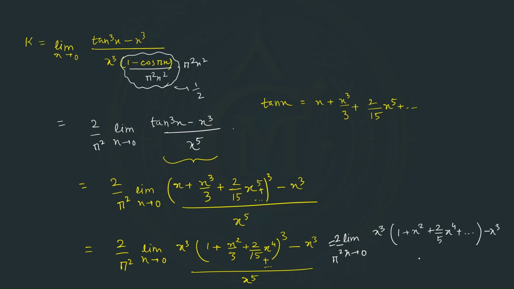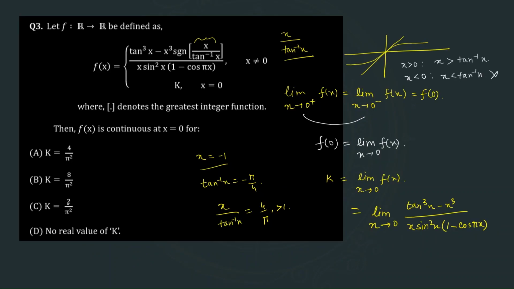minus x cube divided by x to the power 5. Now we can see that this term and this term, the x cube term, cancel with each other, and this x to the power 5 will give us the value 1, and all these remaining terms will be equal to 0. So we don't have to bother about them. So our answer in this case will be equal to 2 by pi square. So the value of k will be 2 by pi square, which is option number C.